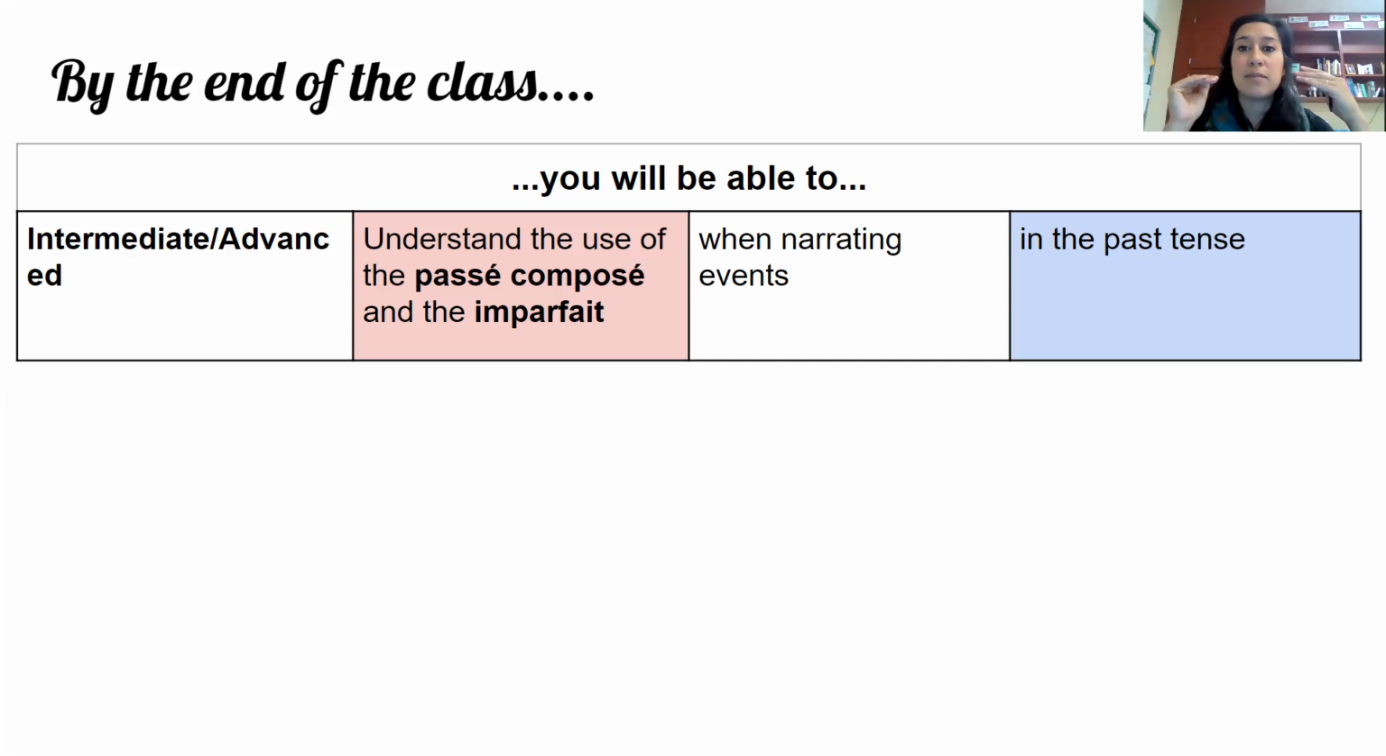imparfait when narrating events. So in the context of fairy tales or stories or myths or legends, you are narrating a story, and so you are going to be telling your story in the past tense. And that's the goal. That's what you're going to be doing by the end of the unit. And so today we're going to look at how can you use both and why do we use both, in what context do we use both, the passé composé and the imparfait.